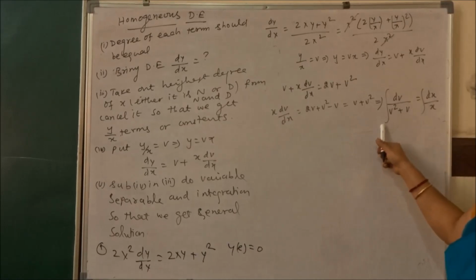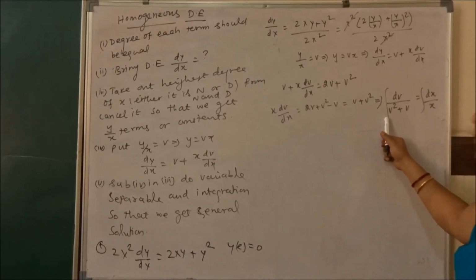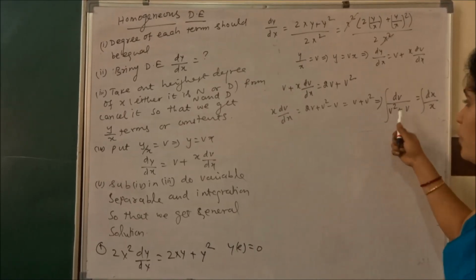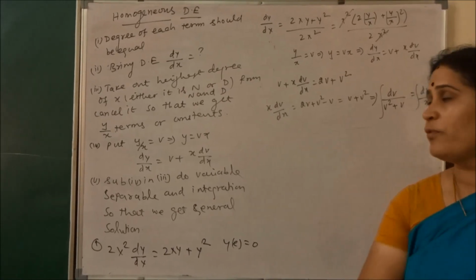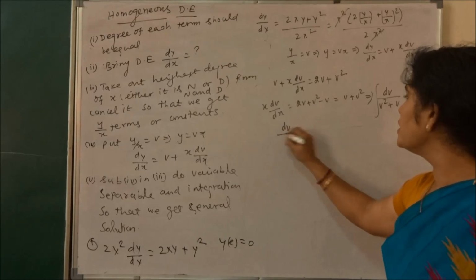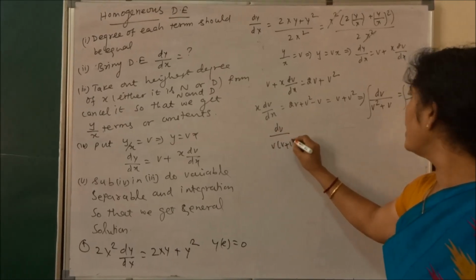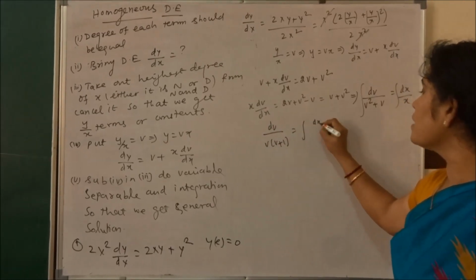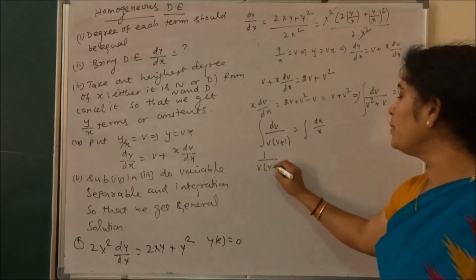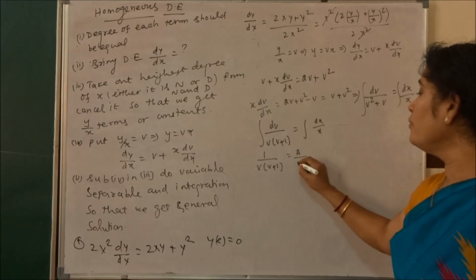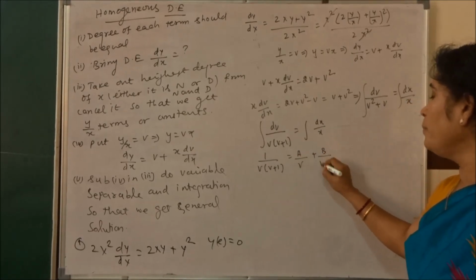Now that is up to your choice. If you want to go for completing the square, you can. Otherwise, if you want to go for partial fractions, you can. But the easiest one is partial fractions. So now this is dv upon v into v plus 1, equal to integral dx upon x. Now I am doing partial fractions here: 1 upon v into v plus 1 is equal to A upon v plus B upon v plus 1.